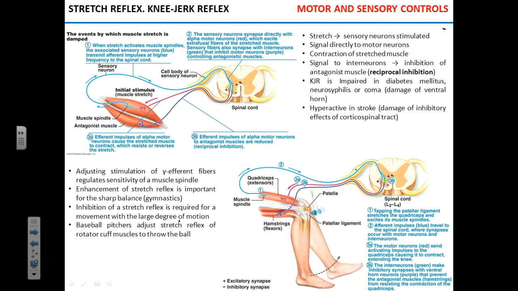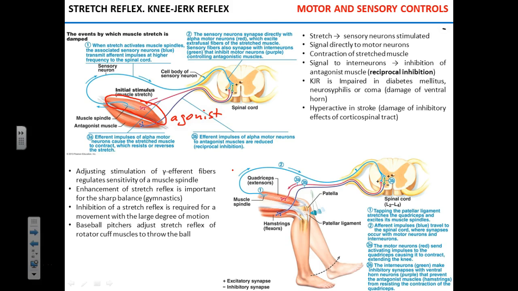So, stretch reflex. On the basic level, look at this. You have this muscle on top. Can you see it? I just circled it. We're going to call it an agonist. Okay, agonist muscle. When you stretch this muscle, what happens to the rate of action potentials that are transmitted from the muscle spindle?